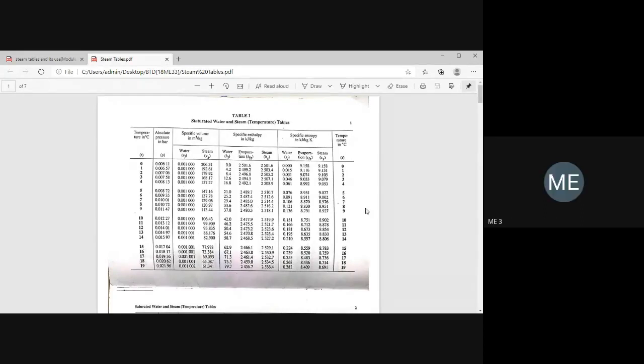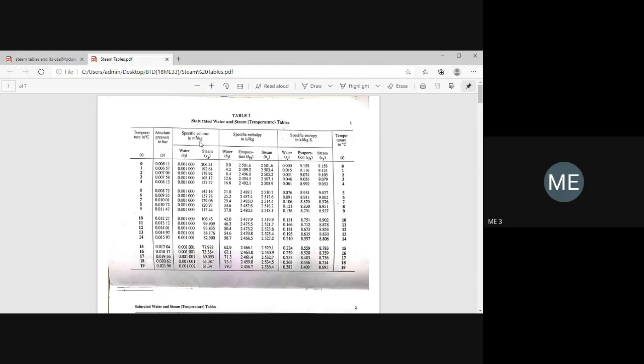Yes, sir. Okay, this is what I am showing now. This is the steam tables. We have two forms of the steam table. One is the temperature based. You see, saturated water and steam at a particular temperature. In the first column, you have temperature, corresponding to which we are going to find out the properties of the steam.